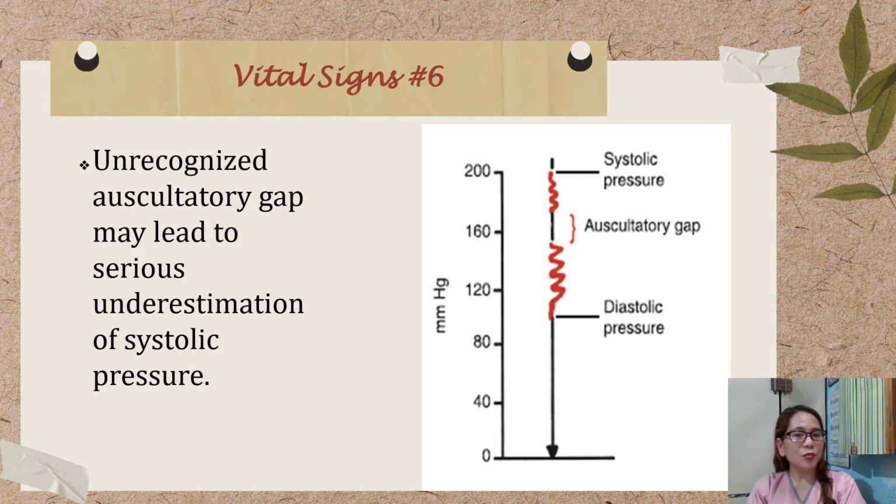Moving forward to our blood pressure taking. Alright, so there is what we call the auscultatory gap, which is the silence between the systolic pressure and the diastolic pressure. Okay, the unrecognized auscultatory gap may lead to serious underestimation of systolic pressure. So you have to take note of that. You might need to repeat the blood pressure taking, or you can take the blood pressure in the other arm.